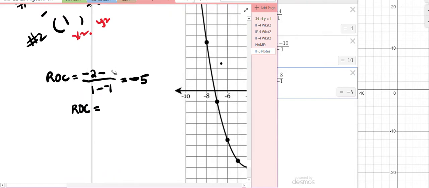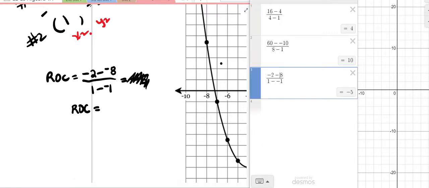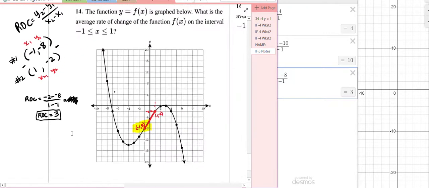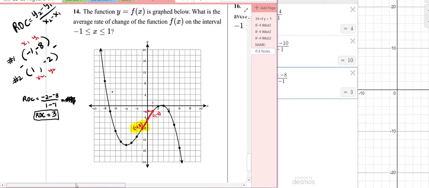Okay, so let me clean this up. It's -2 minus a -8 over 1 minus a -1. Okay, so let's recalculate this. And -2 minus -8 over 1 minus a -1 is a +3. And now it makes more sense. It's a positive number, which means yes, indeed, it is an increase, okay? Whew. Oh, I'm sorry if you were struggling watching me make that mistake, okay? But I did end up fixing it, so thank you for keeping your patience.